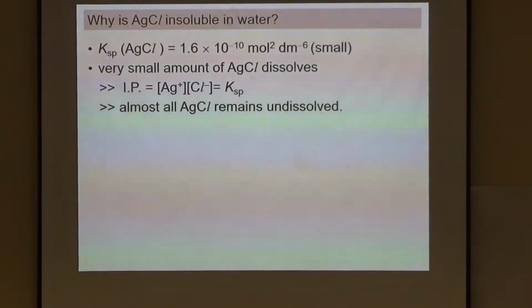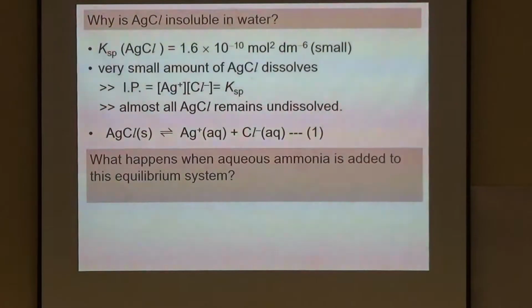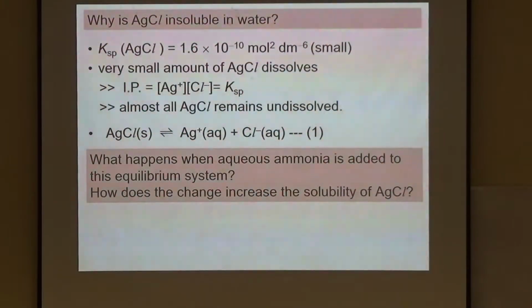So some of the silver chloride actually dissolves. Most will not dissolve. So there is an equilibrium, AgCl to give you Ag+ plus Cl-. Okay? Now, when you add aqueous ammonia to this equilibrium, what happens? Your observation is that the white precipitate dissolves. So it doesn't just happen. There must be a reason.